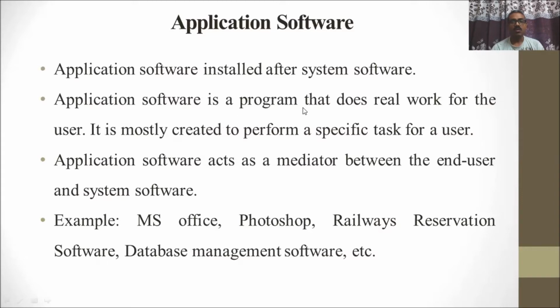Application software is a program that does real work for the user. It is mostly created to perform a specific task for a user. Application software acts as a mediator between the end user and system software. Examples: MS Office, Photoshop, railway reservation software, database management software, etc. So these are the application software. In simple terms, the system software provides the platform to run the application software.